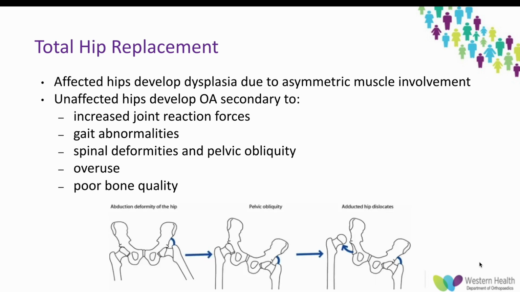Moving on to total hip replacement. So patients can develop degeneration in their hips on both the affected and unaffected sides. In the affected hips, they can develop dysplasia due to their asymmetric muscle involvement. The unaffected hips develop OA secondary to increased joint reaction forces due to their gait abnormalities, spinal deformities and pelvic obliquity, overuse, and due to their poor bone quality. This just shows how you can get one mechanism of dysplasia in that if you get an abduction deformity on one hip, it leads to pelvic obliquity, and the adducted hip can actually dislocate.